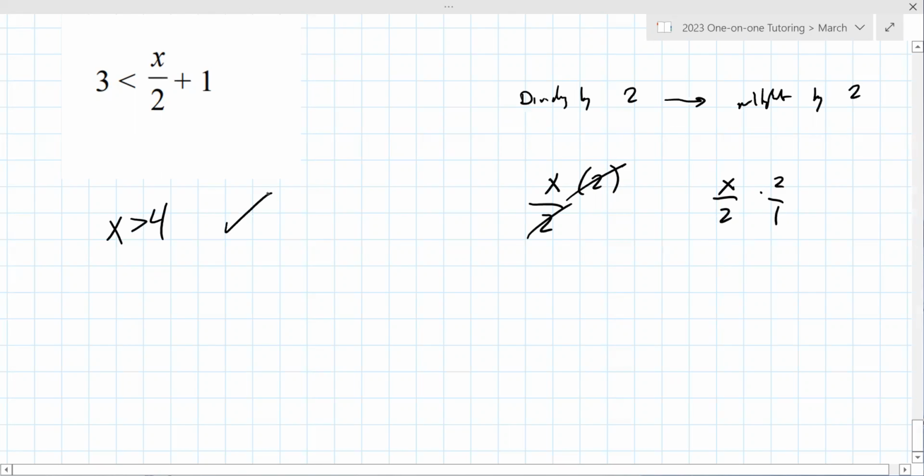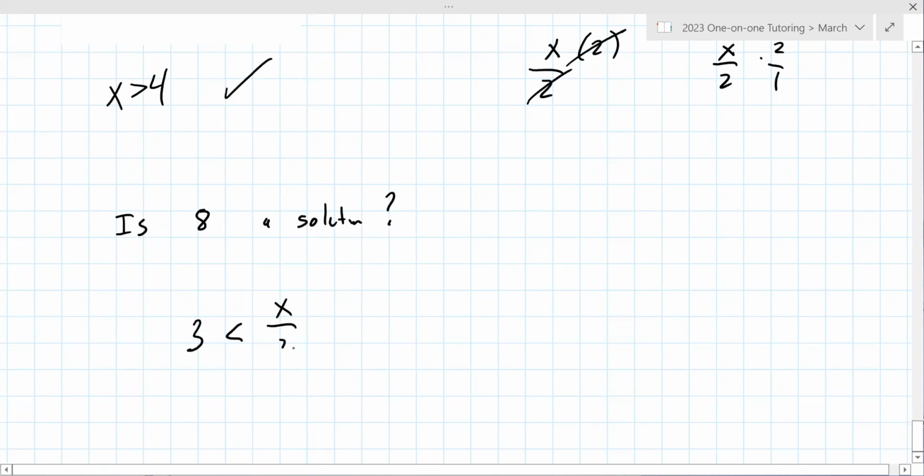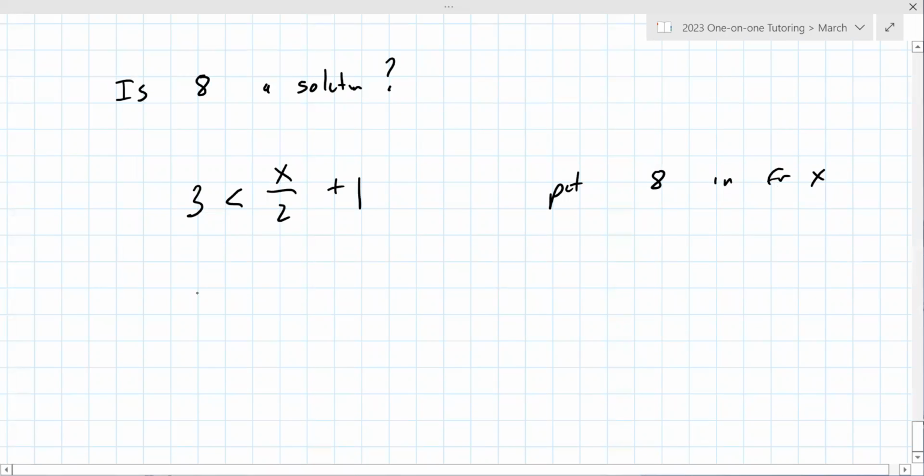Yes. Okay, good. Now give me a number that's greater than 4 that's also even. 8. Okay, so is 8 a solution? Here's how we answer that. We take that original inequality and put 8 in for X. Here's what you don't do: you don't move things around. You just work on the side with X. 8 over 2 plus 1. What is 8 divided by 2? 4. 4 plus 1 is? 5.